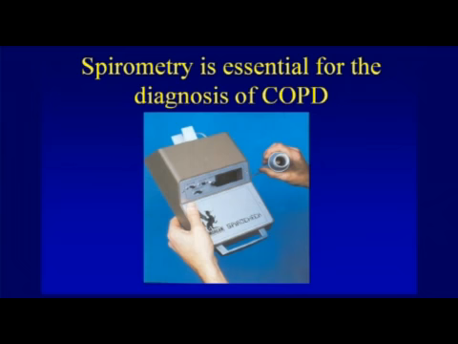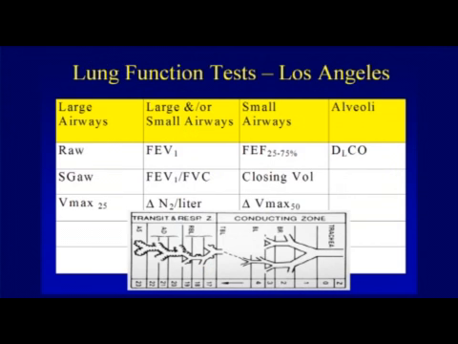Now, the tests that are used to diagnose it, the primary test is spirometry. And we measure the forced expiratory volume in 1 second, FEV1, and its ratio. That's the primary test that's used to diagnose COPD. But there are other tests that are more sensitive to the presence of early changes in the small airways that may or may not progress to COPD, but they always are present earlier on in the evolution of the disease.